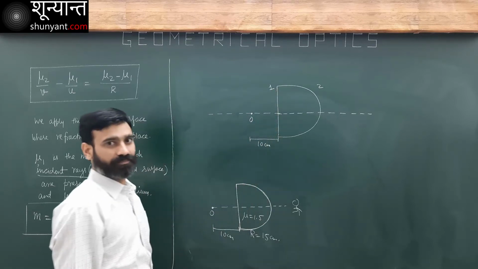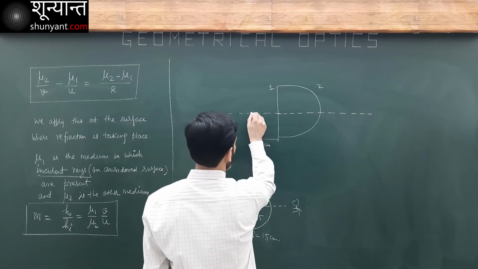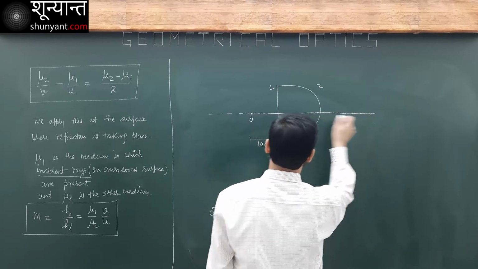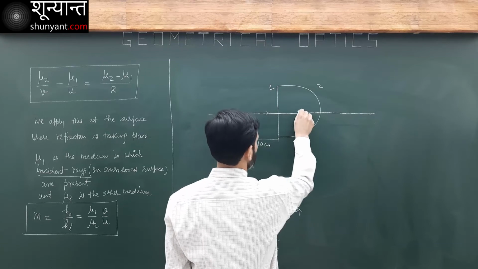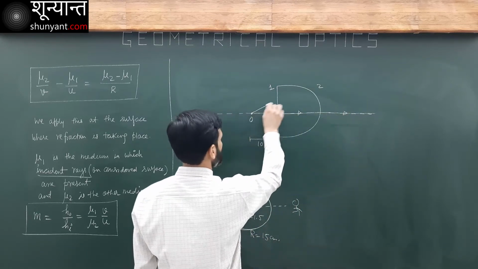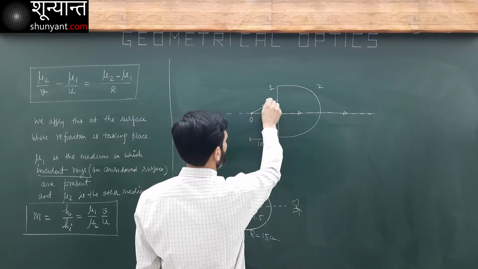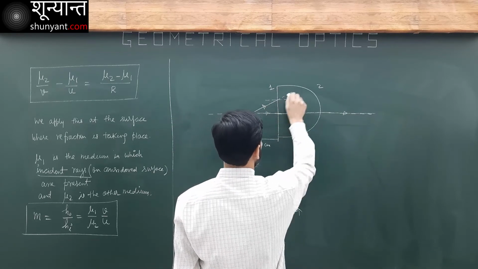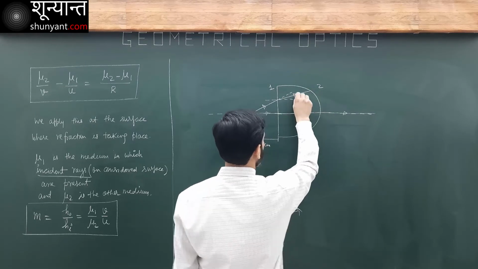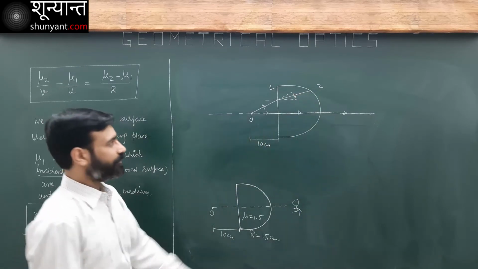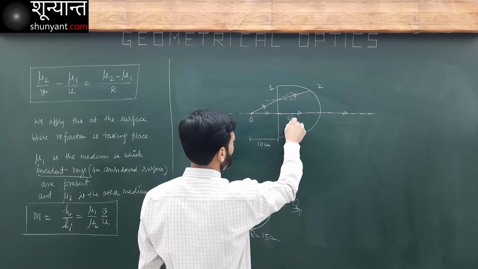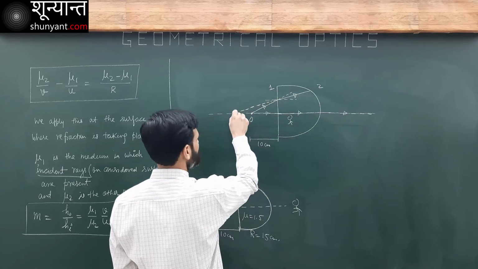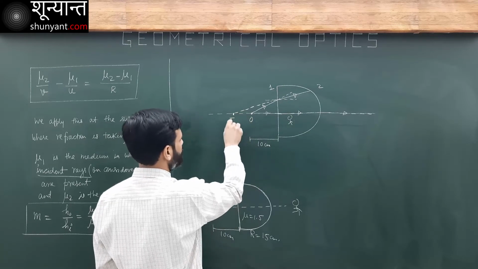Plane surface. One light ray passes undeviated. It falls normally, goes inside, comes out without any deviation. I need one more. At this point, it is going to deviate towards the normal like this. So if I have an observer here, to this observer, where will the object appear? The object will appear at this point here. This is the first image.